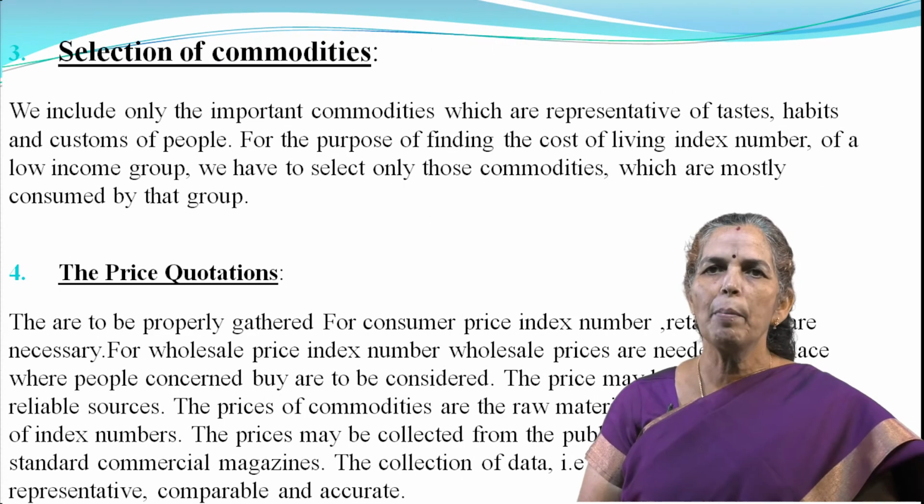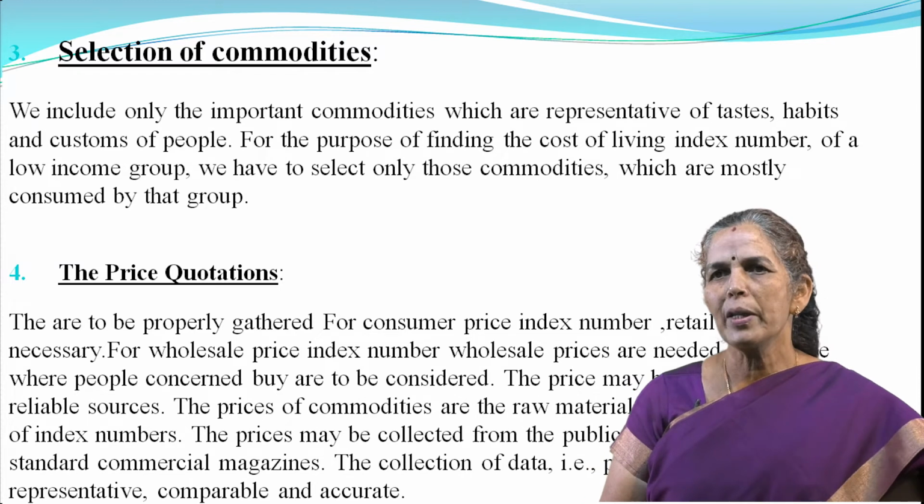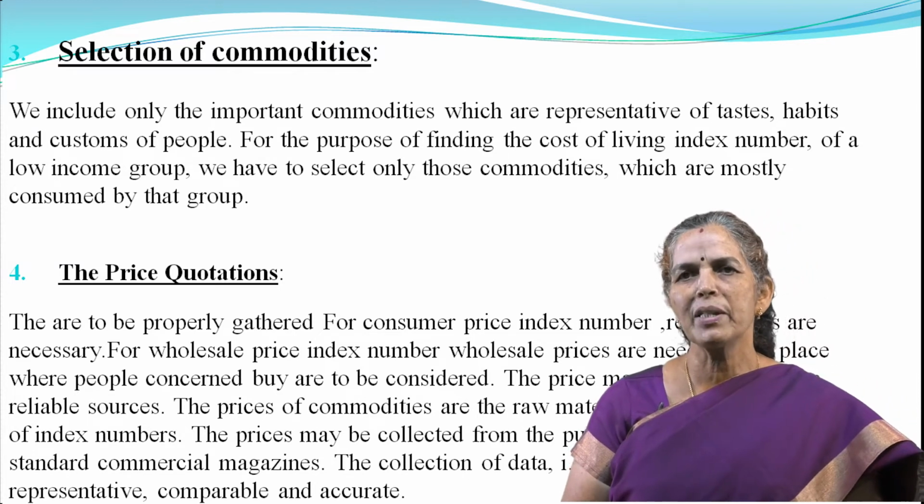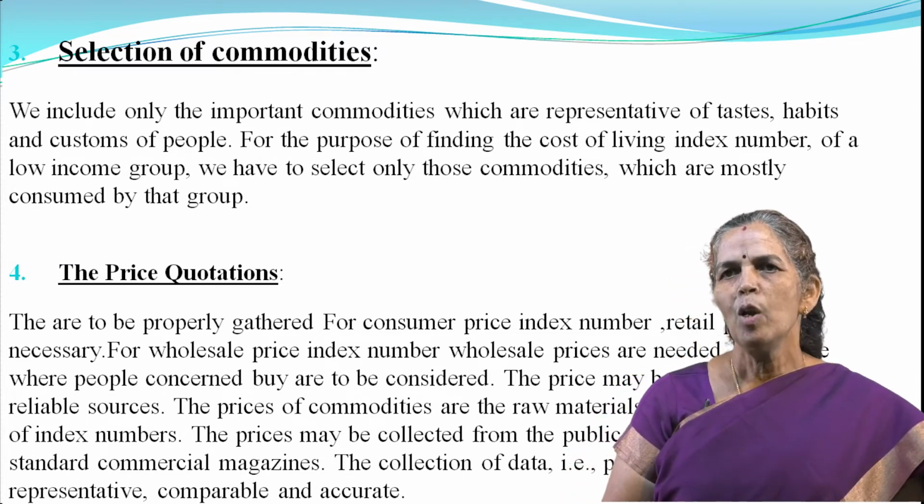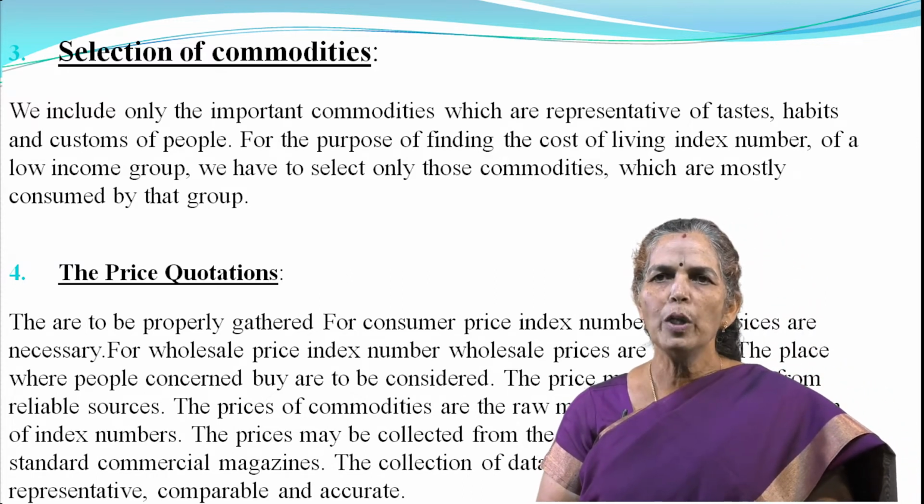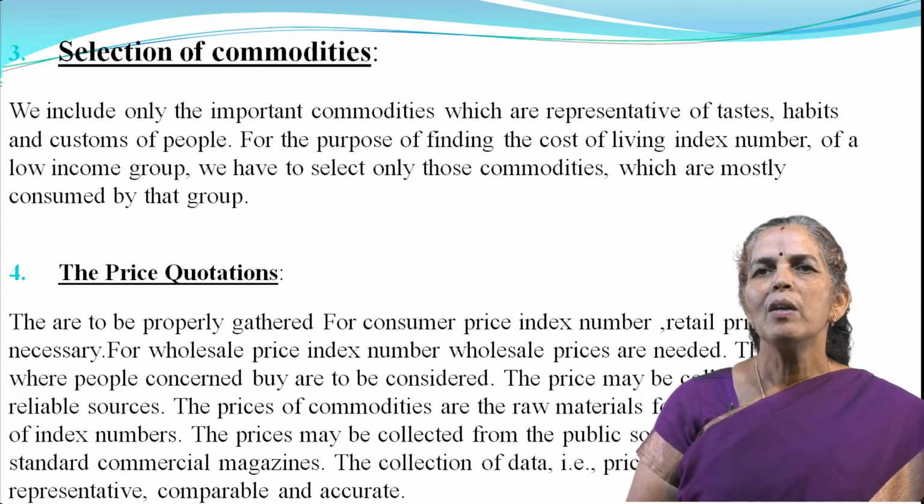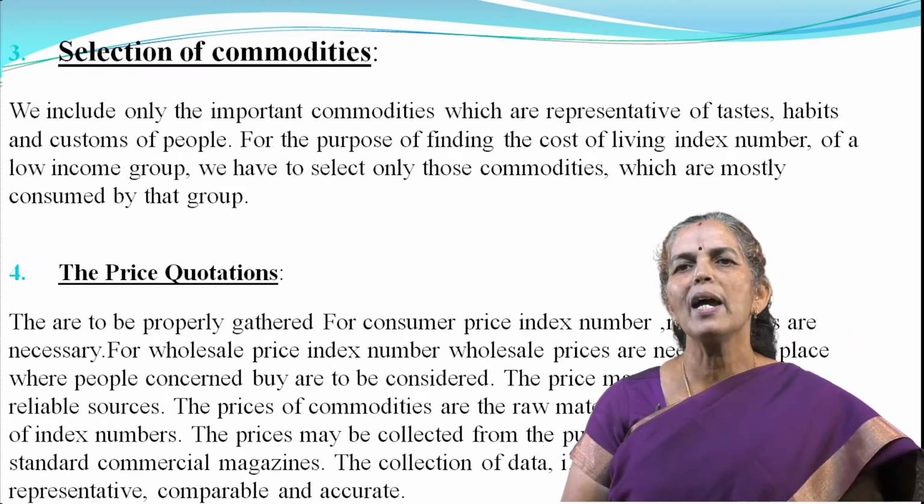Next is selection of commodities. We include only the important commodities which are representative of the taste, habits and custom of the people. For the purpose of finding the cost of living index number of a low income group, we have to select only those commodities which are mostly consumed by that group.